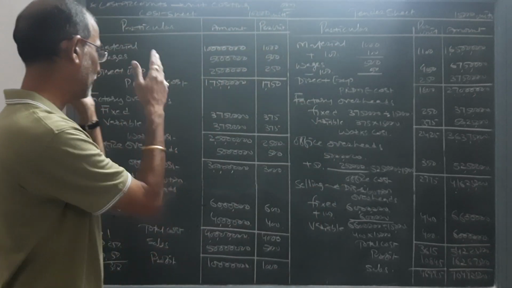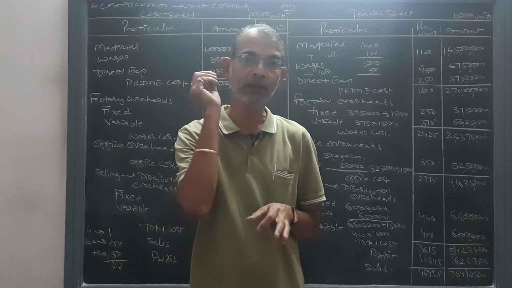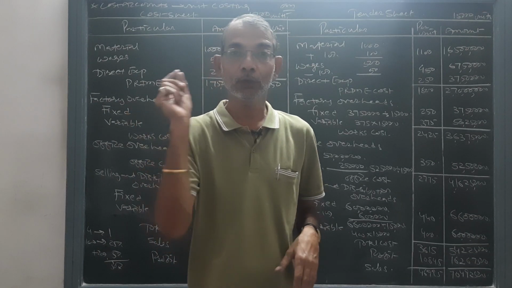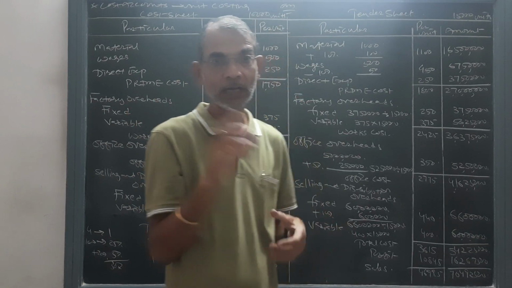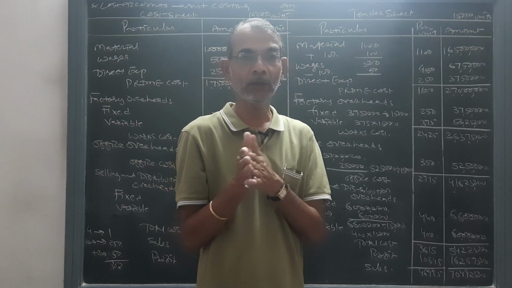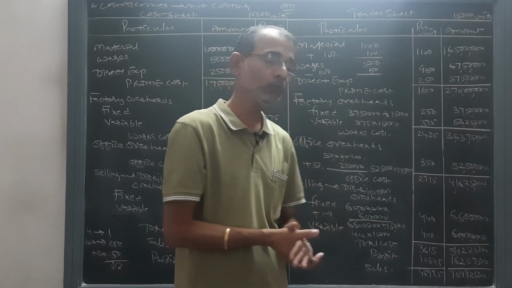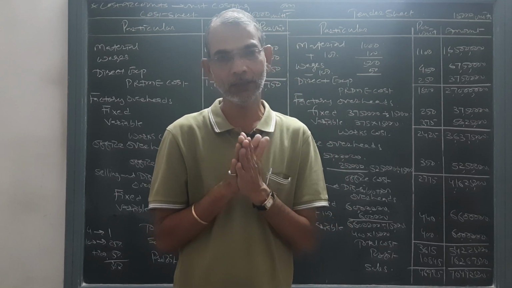First, you have to prepare cost sheet, what is given by taking it as it is. To prepare tender sheet, what adjustments are given, you have to give the effect of all these adjustments and you will find the tender sheet.